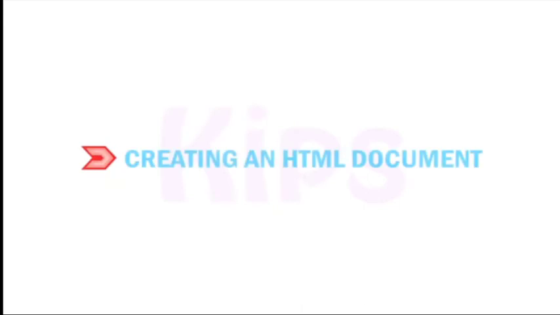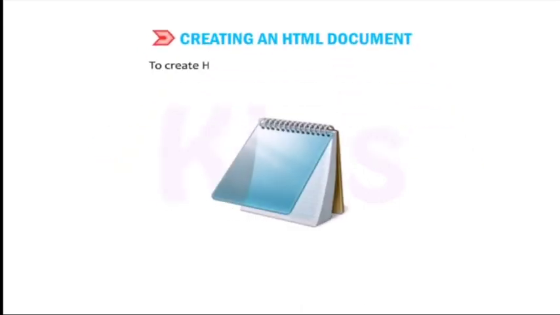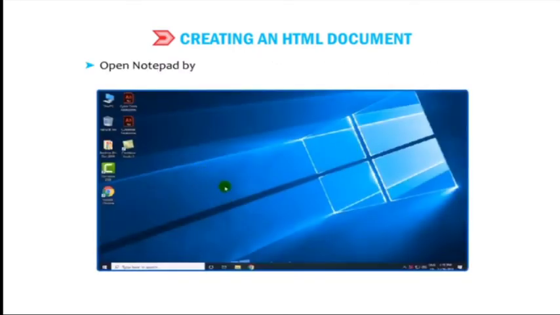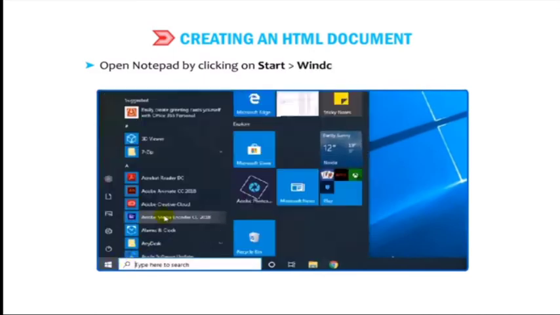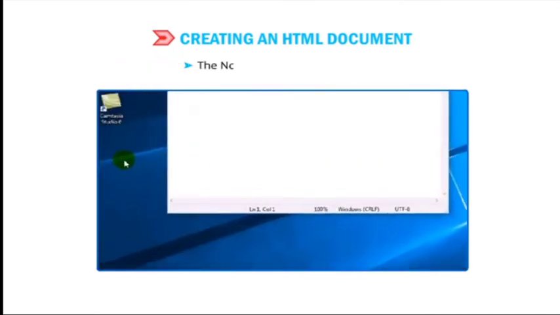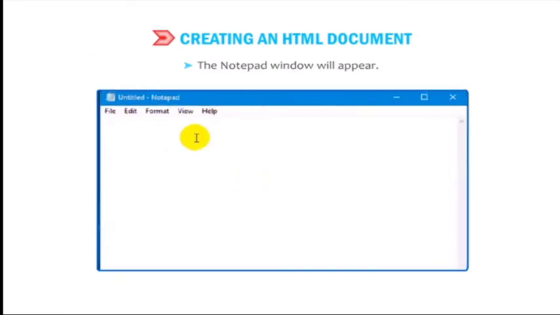Students, let me tell you how to create an HTML document. To create HTML documents, we will use Notepad. Let us discuss how to create HTML document using Notepad. Open Notepad by clicking on Start, then go to Windows, Accessories, and then go to Notepad. The Notepad window will appear. Type the HTML code as shown in the figure.